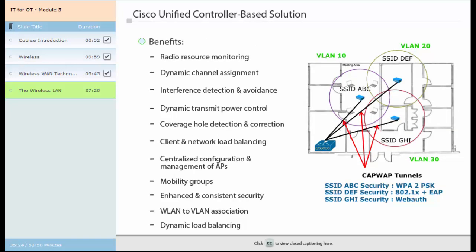Real-time RF management is the key to the controller-based wireless solution. The Cisco WLAN controller uses dynamic algorithms and performs the following functions: radio resource monitoring, dynamic channel assignment, interference detection and avoidance, dynamic transmit power control, coverage hole detection and correction, and client and network load balancing.